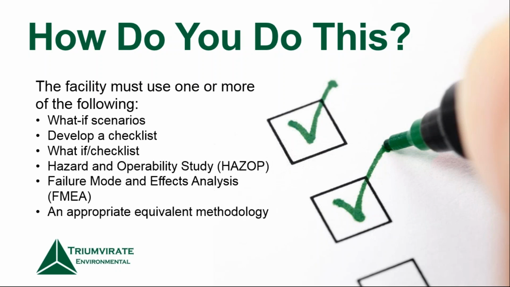Okay, you can do a HAZOP. What are we doing? What are the hazards, and then what is the operability? How do we do that? And then the failure mode and effects analysis, which is one I've done, says, okay, if this did fail, what are the effects of that?